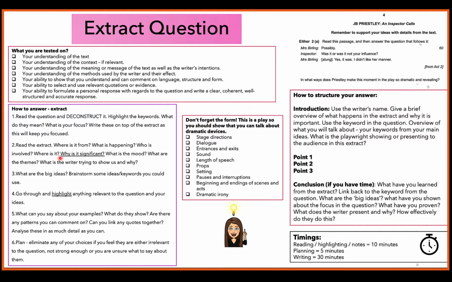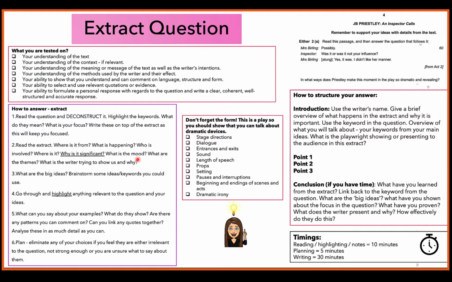Think about who is involved, so the characters. Do they progress through this extract? What are their relationships with other people like? What do we notice about them? What can you say about them? What are we shown? And then think about why this particular extract is significant. Obviously it's been chosen for a reason. So why is it significant to the play itself? What do you learn from this extract? Why is it important?